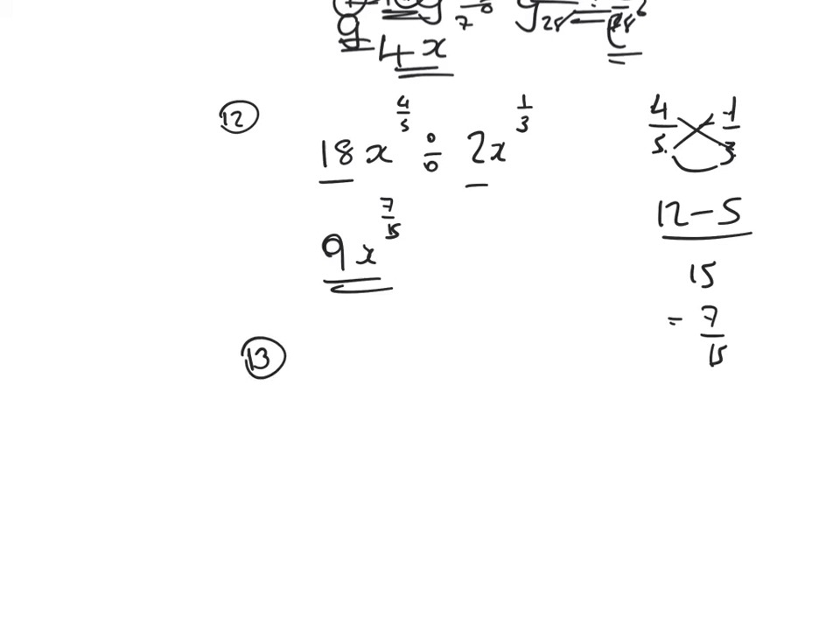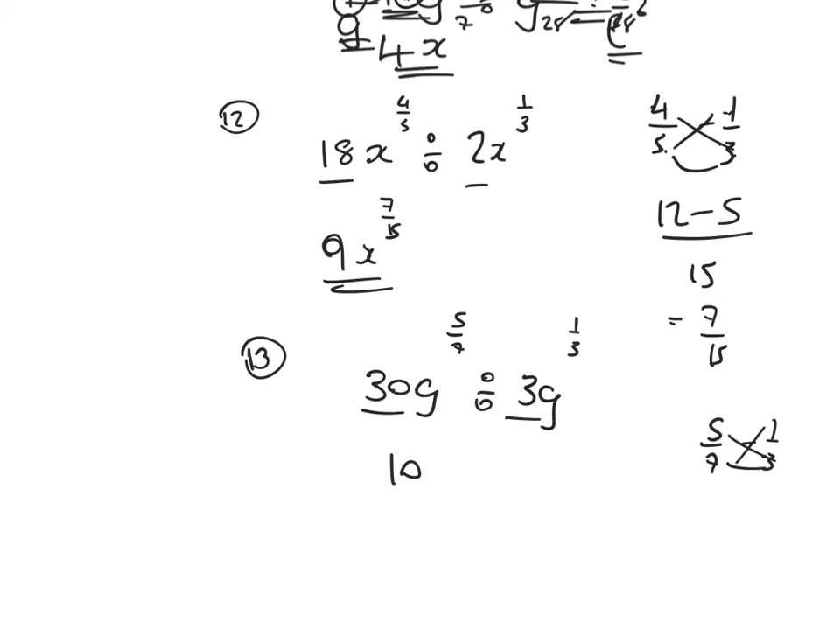Example 13. 30g to the 5/7 divided by 3g to the 1/3. 30 divided by 3, that's easy, that's 10. And now I need to subtract the powers. 5/7 take away 1/3. Okay, so 3 5s are 15, minus 1 times 7 is 7, over 7 3s are 21. 15 take away 7 is 8, 8 over 21. 10g to the 8 over 21, final answer.